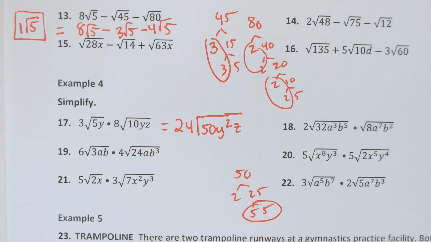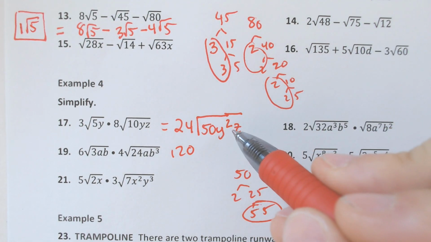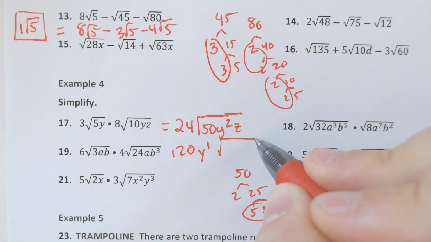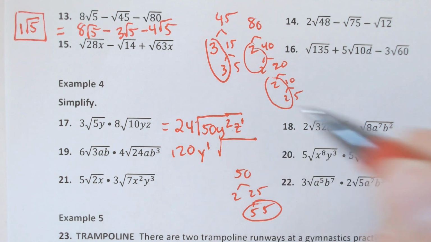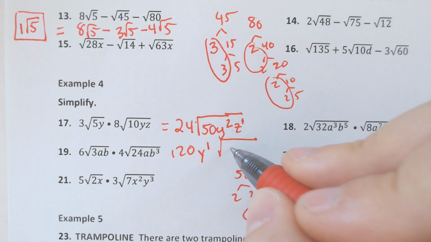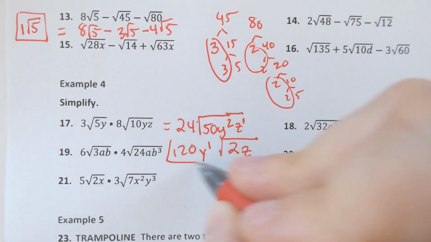24 times 5 is 120. 2 goes into 2 one time. 2 does not go into that z to the first. So 120y to the first. This 2 left over. The z left over.